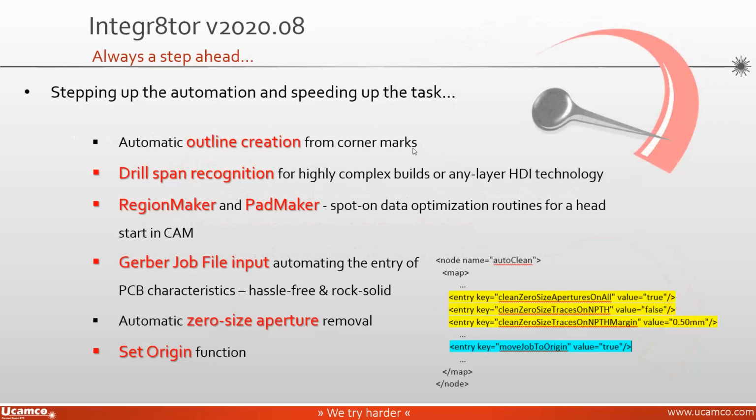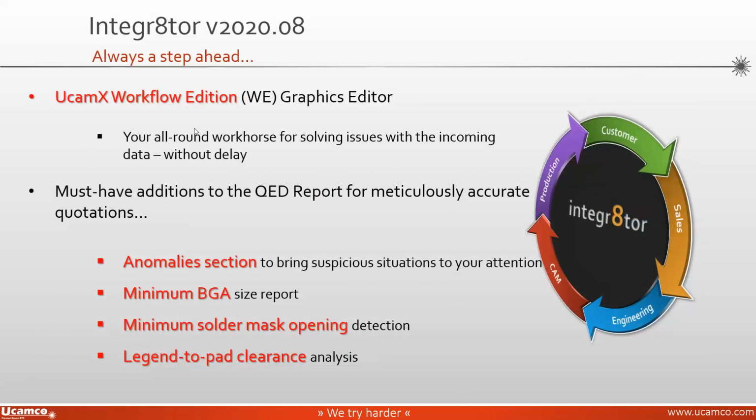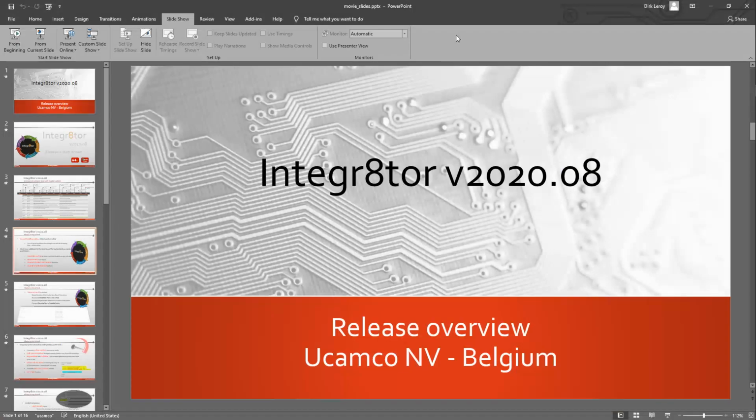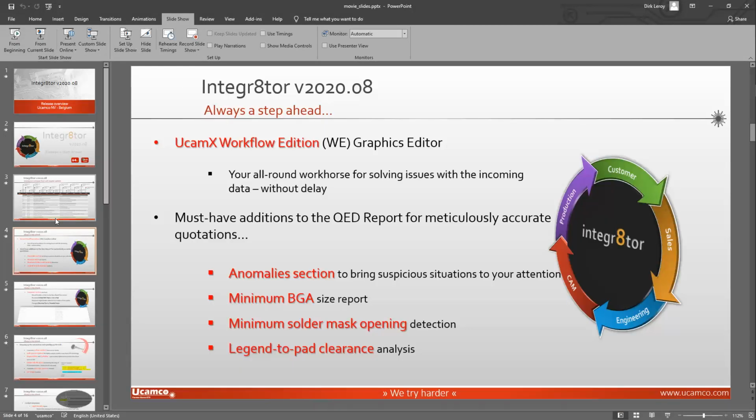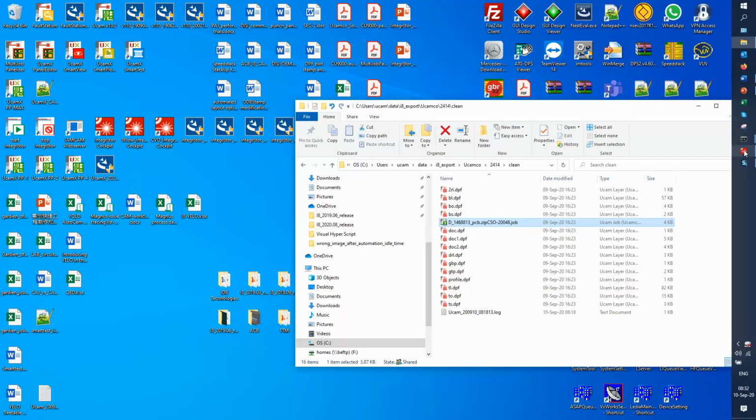Okay. So back to the beginning, we said that the first thing that we wanted to have a look at is this UcamX Workflow Edition graphics editor. As it states here, it's the all-round workhorse for solving issues with the incoming data. Now, over the past years, we have done our very best, and we are still doing so, to try and get you as much automation as possible. But sometimes, just every now and then, the data in the archive is simply not good enough or too incomplete for an automation to work the full 100%.